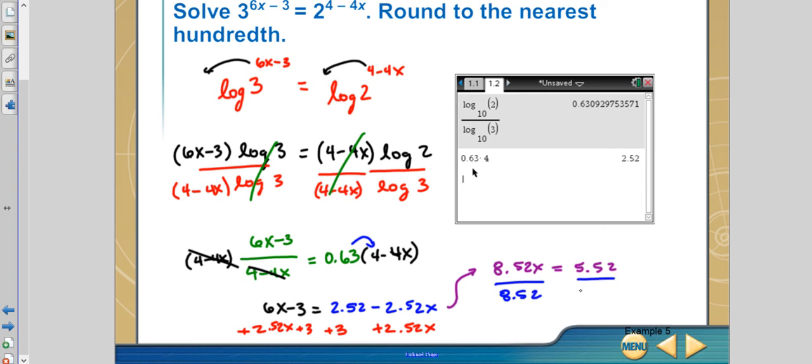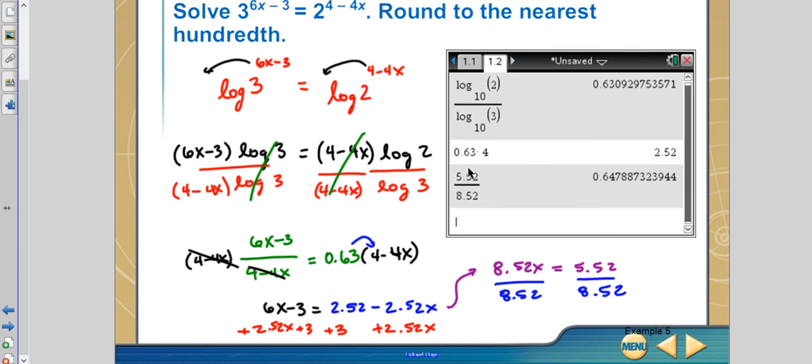So I'm going to type this in the calculator, and we'll see what we come up with. And now we see that x equals 0.65. And that would be our answer.